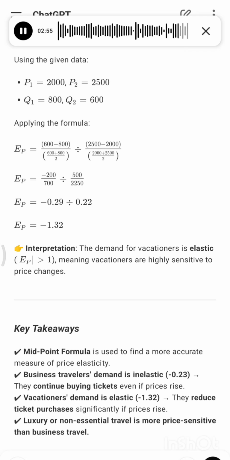EP is 0.23. They continue buying tickets, even if prices rise. Vacationers' demand is elastic. They reduce ticket purchases significantly if prices rise. Luxury or non-essential travel is more price-sensitive than business travel.